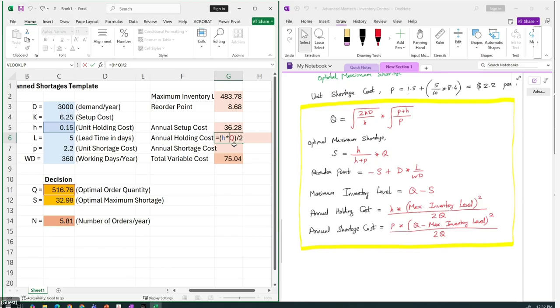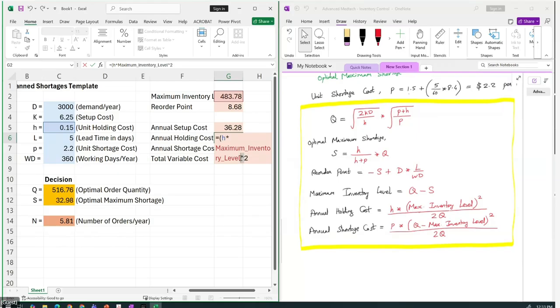Annual holding costs, what should I do? What will be the change here? H into maximum inventory level, right? So here first, I will select this cell along with the label, Control Shift F3, so that I have named this cell as maximum inventory level. This will make my formula easier. So it will be H multiplied by maximum inventory level power 2.